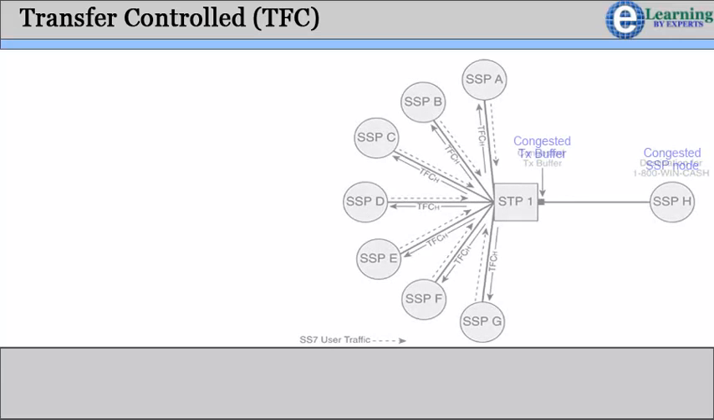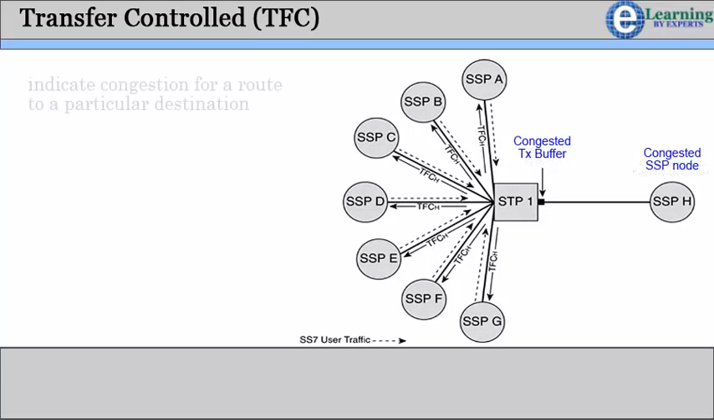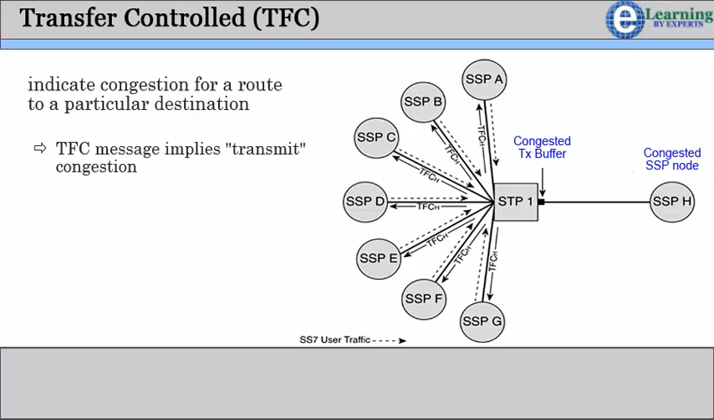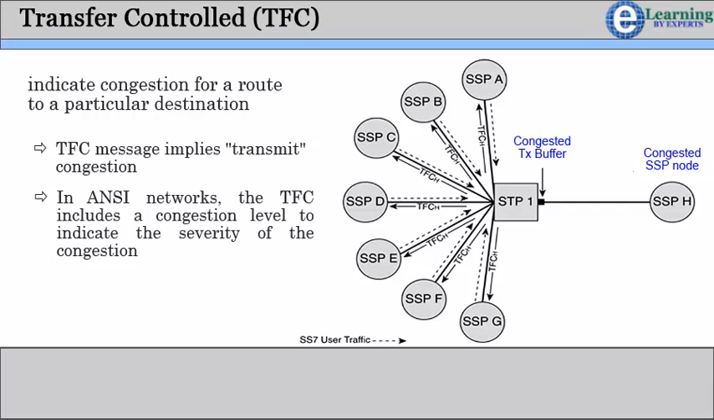The transfer-controlled message is used to indicate congestion for a route to a particular destination. The TFC message implies transmit congestion, in contrast to the receive buffer congestion handled by MTP2. The STP1 sends a TFC message to the signaling points that generate the traffic for SSPH, informing them that the STP1 route to the destination is congested. In ANSI networks, the TFC includes a congestion level to indicate the severity of the congestion.